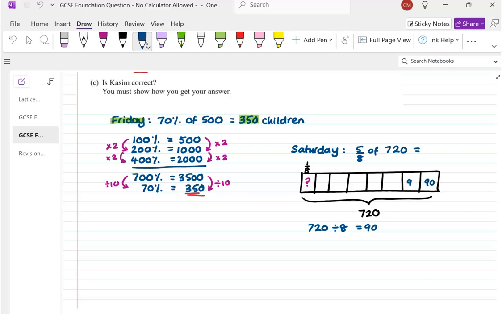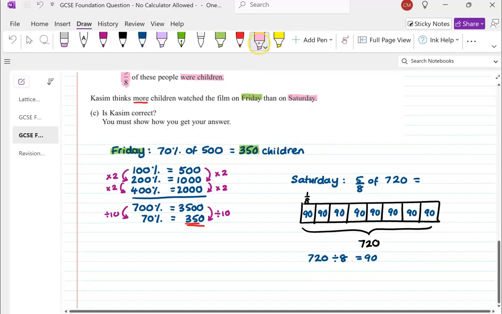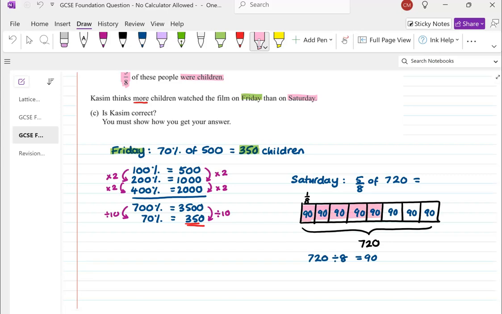So I know that for every little block, for every 1/8 in that little bar model is going to be 90. If you're like me, a visual approach I find is just really, really helpful. Now I've got to find out what 5/8 is. So if I shade in 5 of those, I know that that's going to be my 5/8. Now I happen to know that 90 times 5 is going to be whatever 9 times 5 is, and then multiplied by 10. So I think that's going to be 450. So I know that that is 450 children on Saturday.